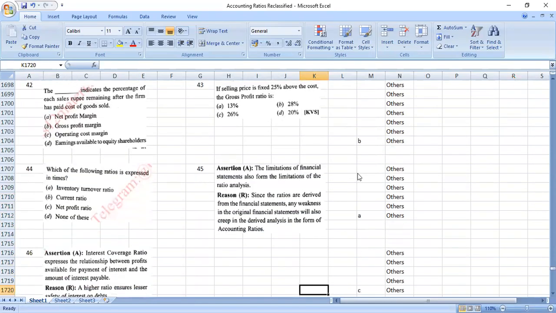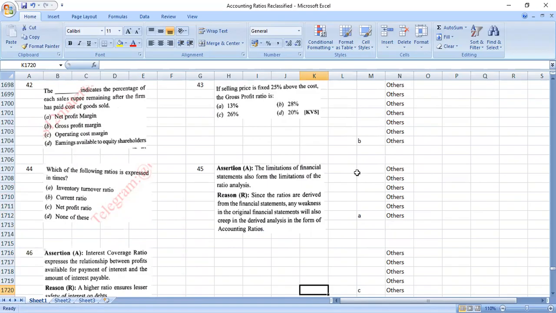The blank indicates the percentage of each sales rupee remaining after the firm has paid for cost of goods sold. Revenue minus cost of goods sold is gross profit. Gross profit ratio, gross profit margin, is the answer, because after deducting cost of goods sold, what we have in hand is the gross profit ratio.